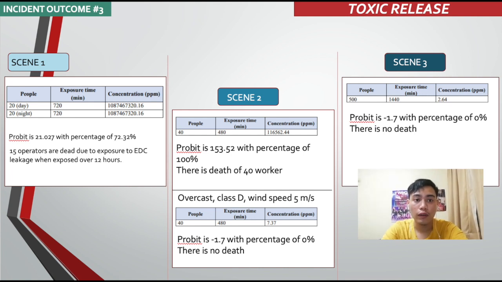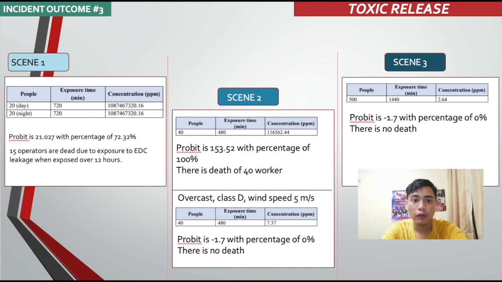The exposure was over 12 hours. So the next scenario is 40 workers exposed for 480 minutes. So we can get the concentration, which is 116562.44 ppm. So the probit percentage is 153.52, which is 100% death. So all the 40 workers are dead in this scenario.